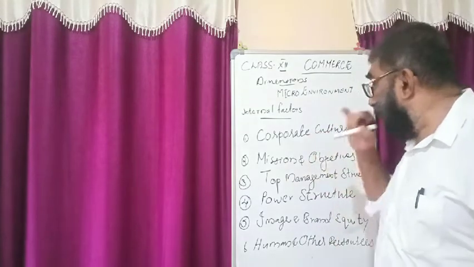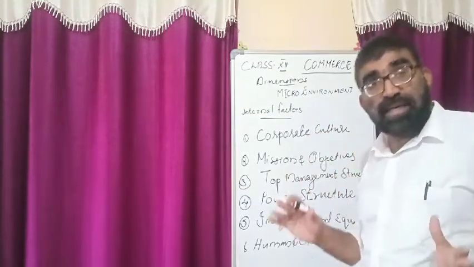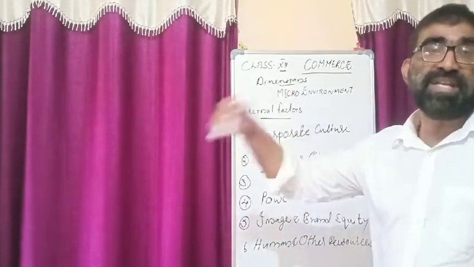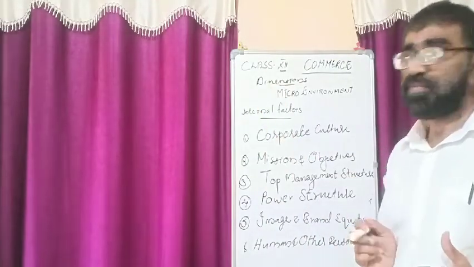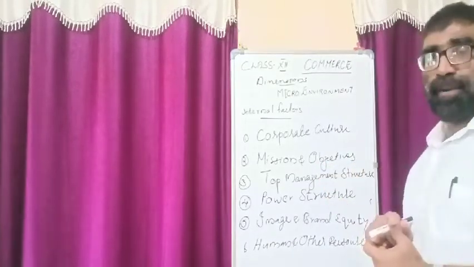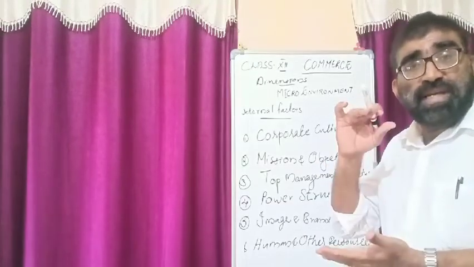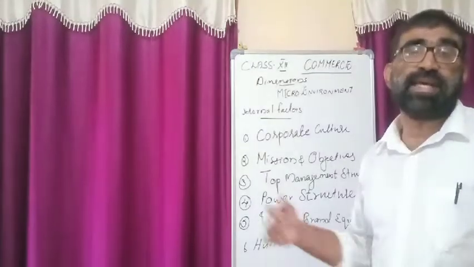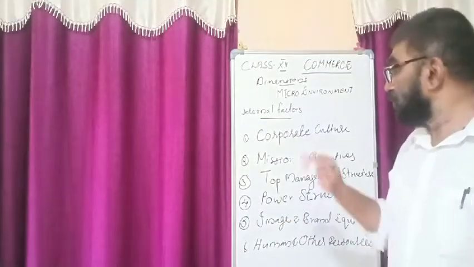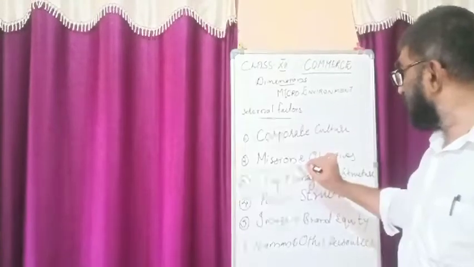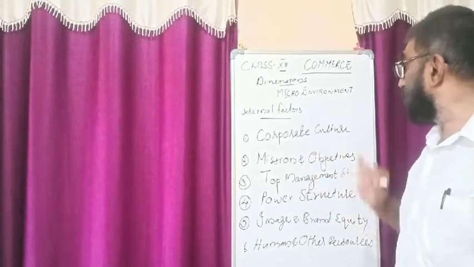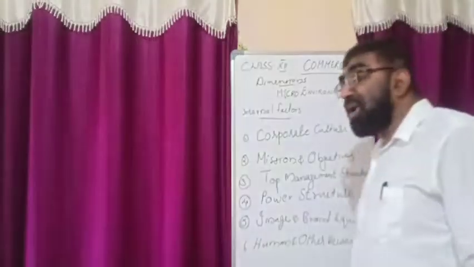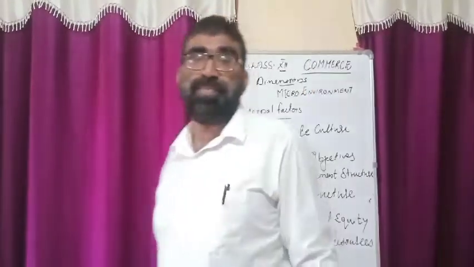So mission and objective is another internal factor that determines the company's success. Companies with a strong mission form the base for their success and development. So these are the two internal factors we have discussed: mission and objective, and corporate culture. Then the next factor is top management structure.